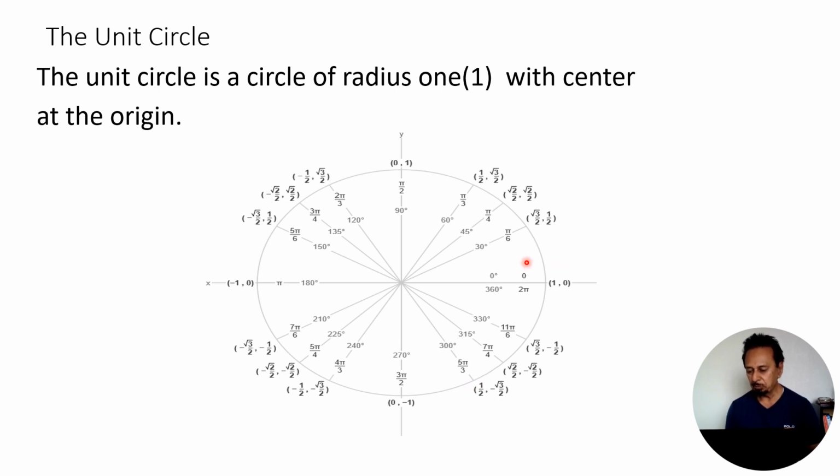So for every angle, pi over 6, for example, is an angle, and the corresponding point is (square root of 3 over 2, 1/2). So if we know the angle from the corresponding point, we can find the cosine value and the sine value. So you can use this unit circle to find the cosine of any angle which is on this unit circle.